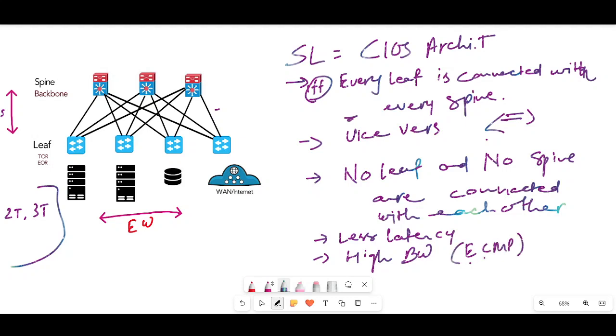What is ECMP? Equal cost multipath. This traffic is used. So it is low cost. This network is disaggregated. There is no aggregation cost, because no spine is connected with another spine.